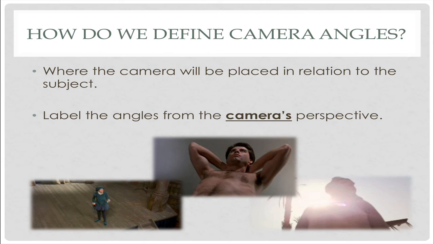So first off, how do we define camera angles? When we start to label these things, how do we do it? And the short answer is we define them in terms of where the camera will be placed in relation to the subject being filmed. So we're always going to label these things from the camera's perspective. So we have to kind of work backwards and see what we see on screen and then ask ourselves, where was the camera in order to capture that image? Wherever we can deduce the camera was, that is how we label the camera angle. So it's always from where the camera is in relation to the subject being shot.